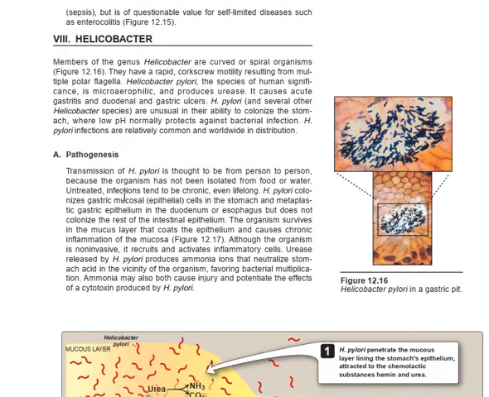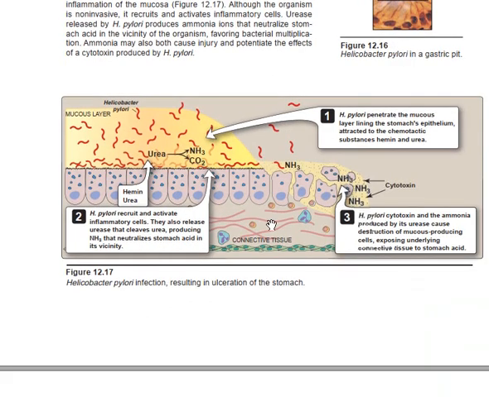Now the next microorganism we're going to speak about is Helicobacter pylori in the gastric pit. Helicobacter pylori in the gastric pit can be seen when you are doing a biopsy of the gastric pit. You're going to see gram-negative rods here like that. So you can see gram-negative rods. So what is the pathogenesis of Helicobacter pylori?